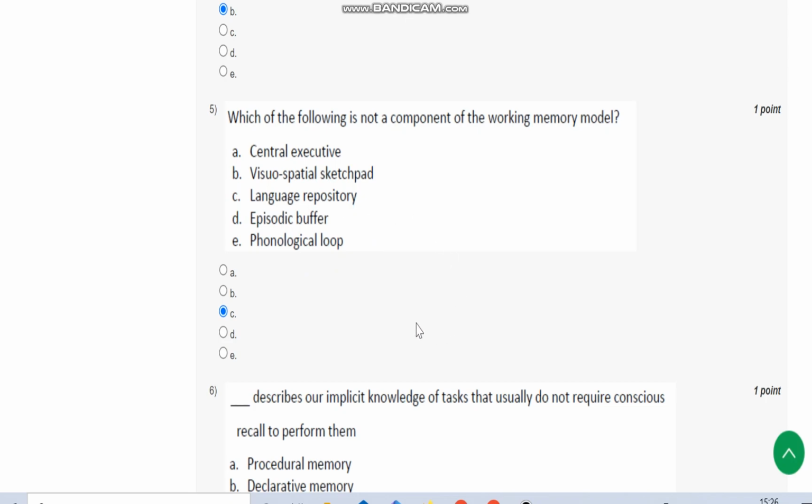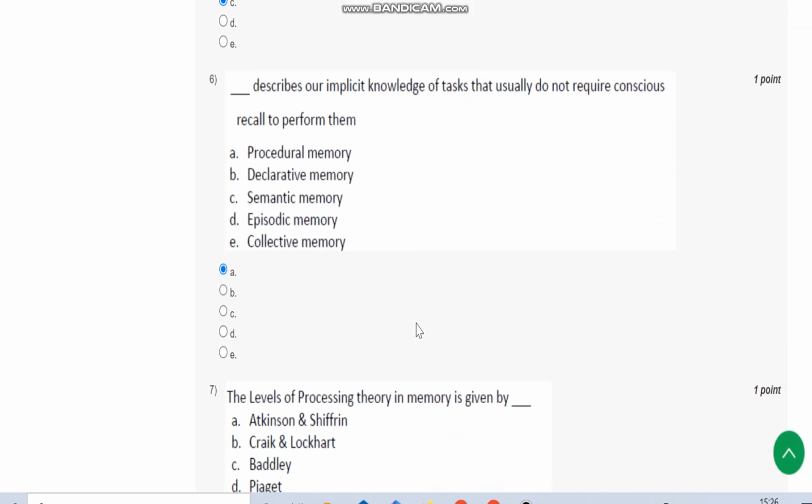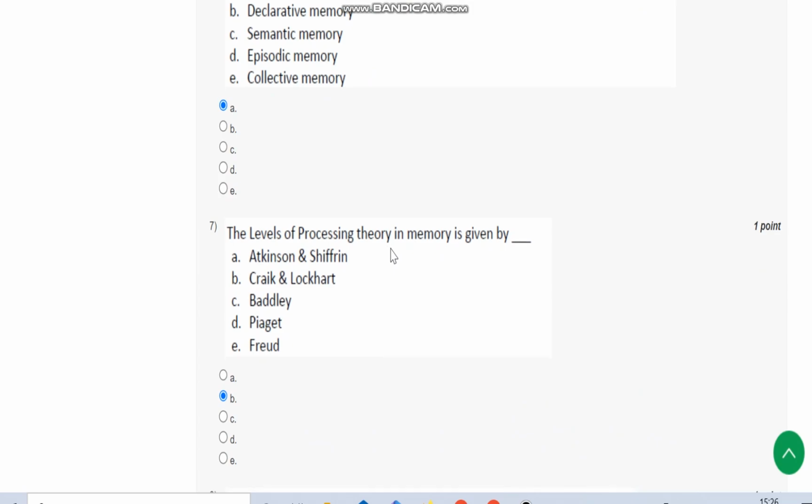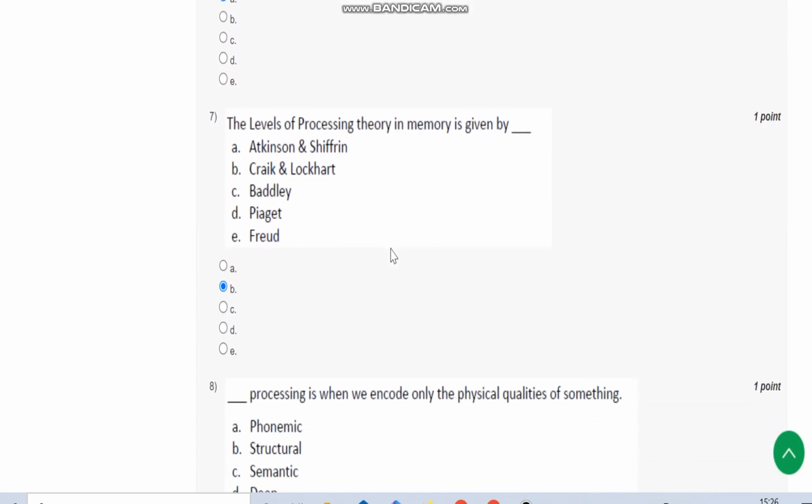Language respiratory. Then question number 6 is, dash describe our implicit knowledge of tasks that usually do not require conscious recall to perform them. It is procedural memory. Question number 7 is, the levels of processing theory in memory is given by Craik and Lockhart.